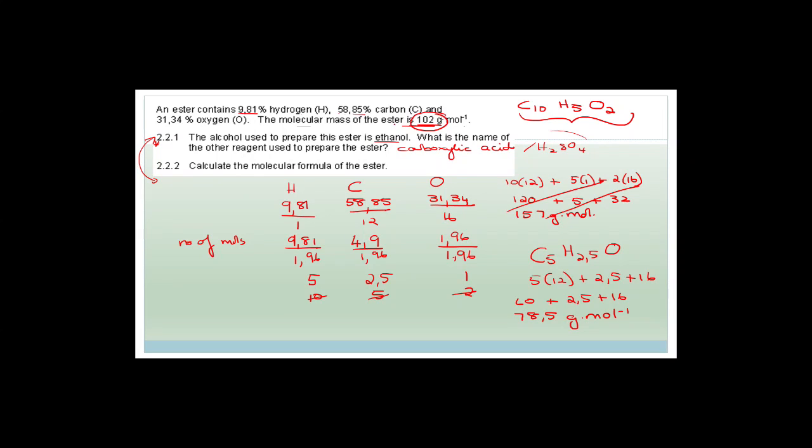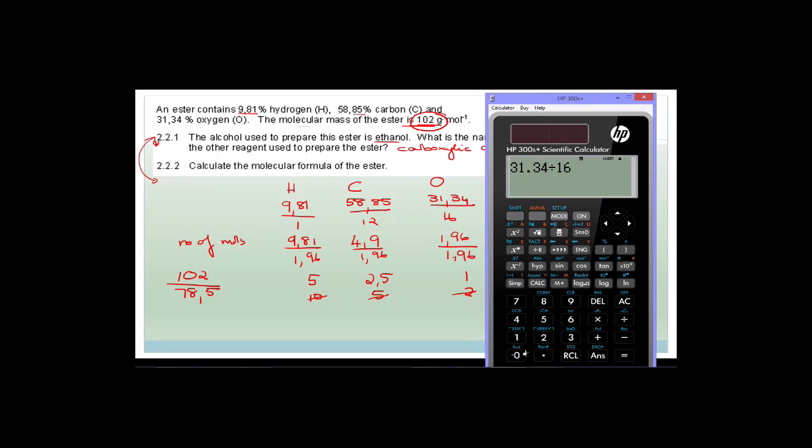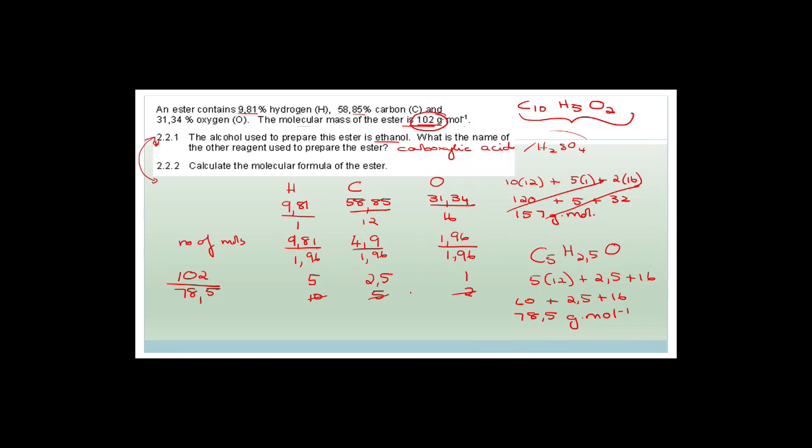But now they've told us the molecular mass of the ester is 102. So we need to take 102 and divide it by 78.5. Now, have you noticed that this isn't going to work? Watch here. 102 divided by 78.5 is going to be 1.3. So we're supposed to multiply this by 1.3. That doesn't work. Yeah, I think there's a problem with this question.